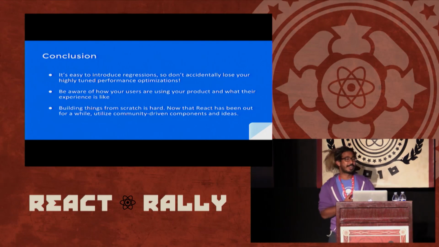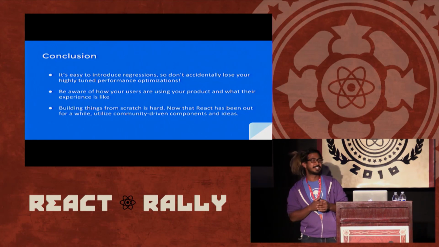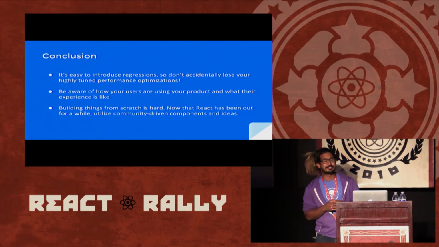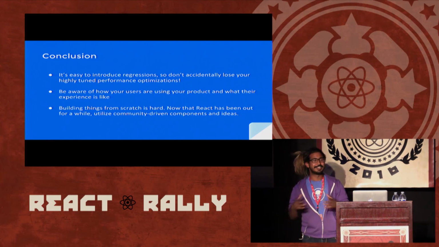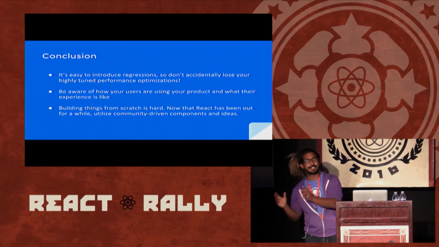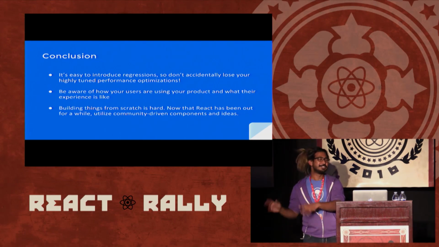And lastly, building things from scratch is hard. We built our product in 2014. There was no implementation of Flux. We really read the docs and read the white paper. I was like, OK, let's build this dispatcher thing, whatever, and do all the things.